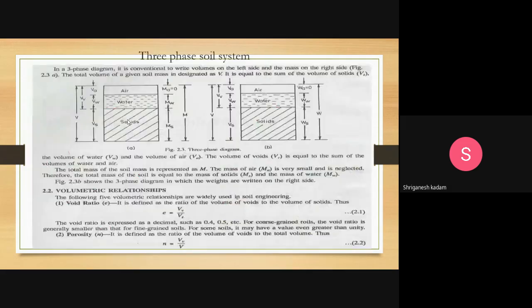So again we will go to this three-phase diagram. See what is the volume of water here. So this is the volume of water, Vw. And volume of void means this is the volume of void, volume of water plus volume of air. So degree of saturation is nothing but volume of water divided by volume of void. Okay, Vw divided by Vv, that is degree of saturation.